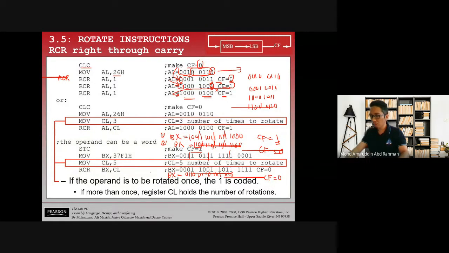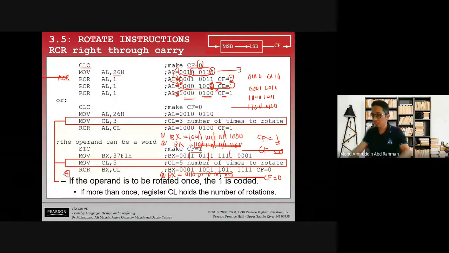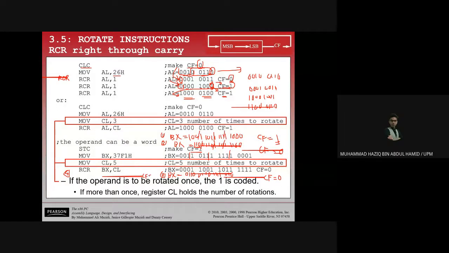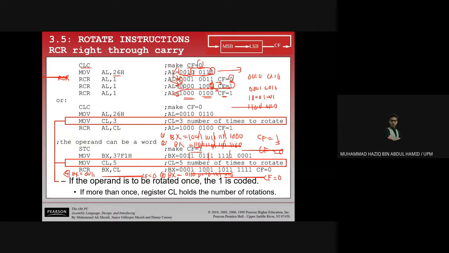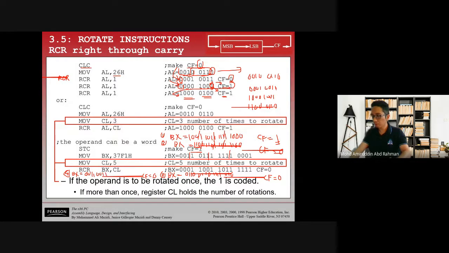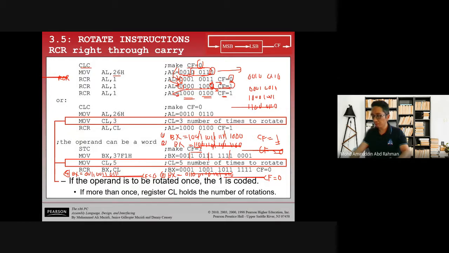So we have done with the third one. Last one, the fourth one. So who wants to get the last chance for today? Haziq, you want to try? CF is zero. Okay, good. First one is 0011. Okay, next. 0011, good. 0111. Okay, good. Last one.